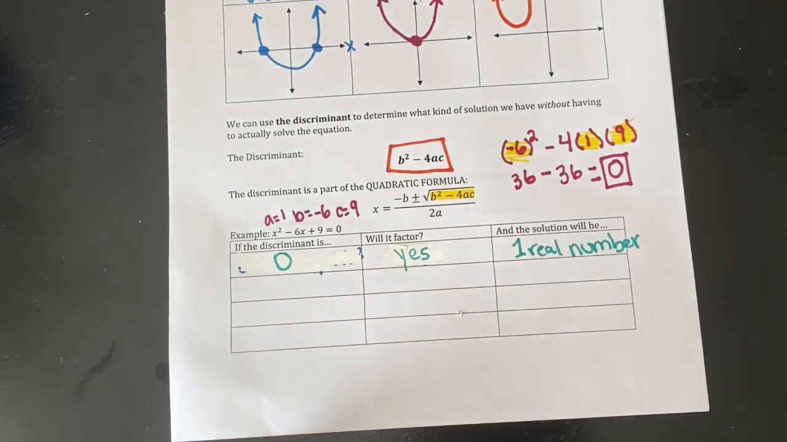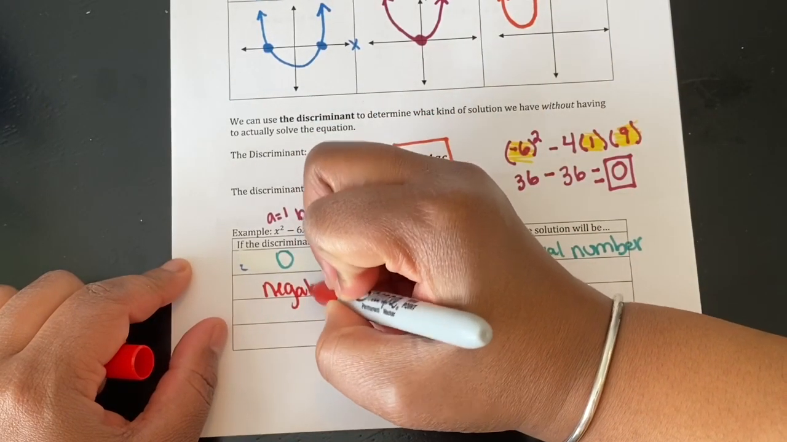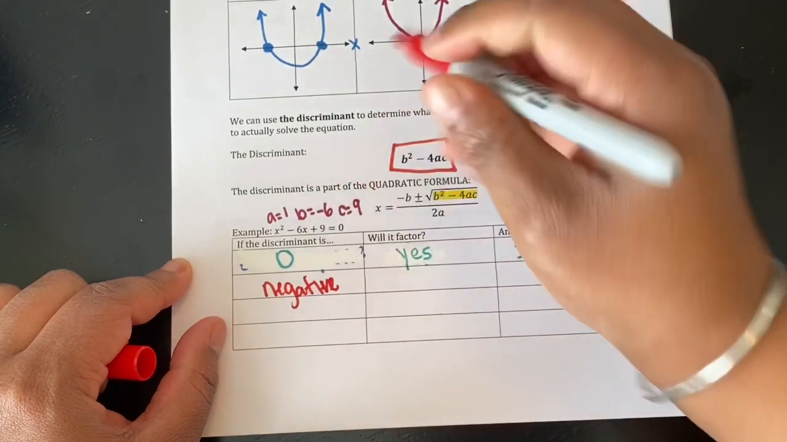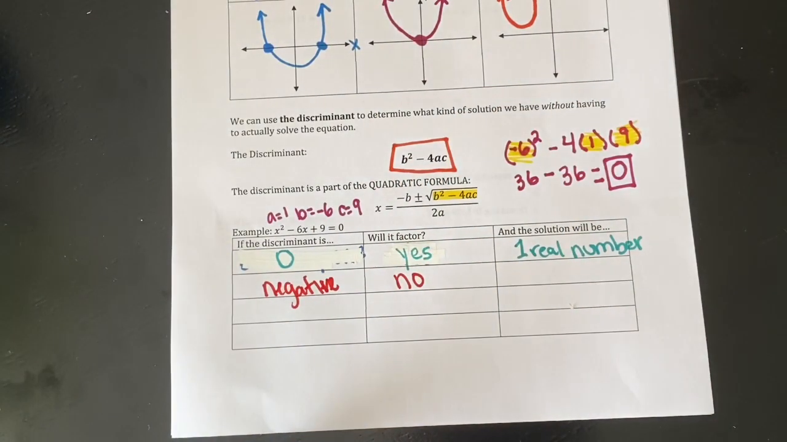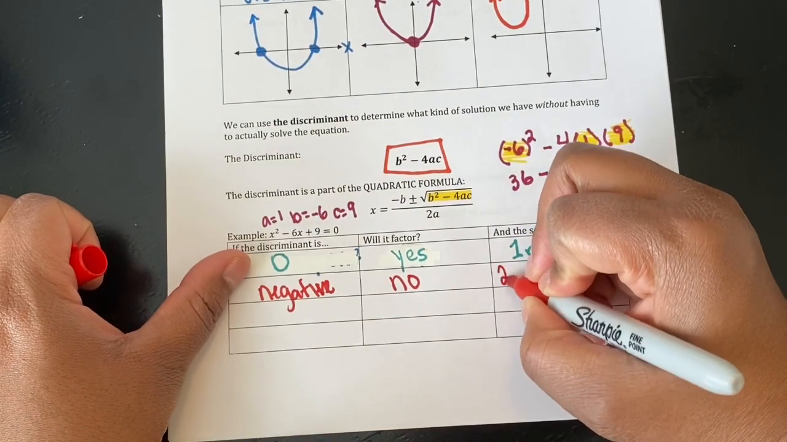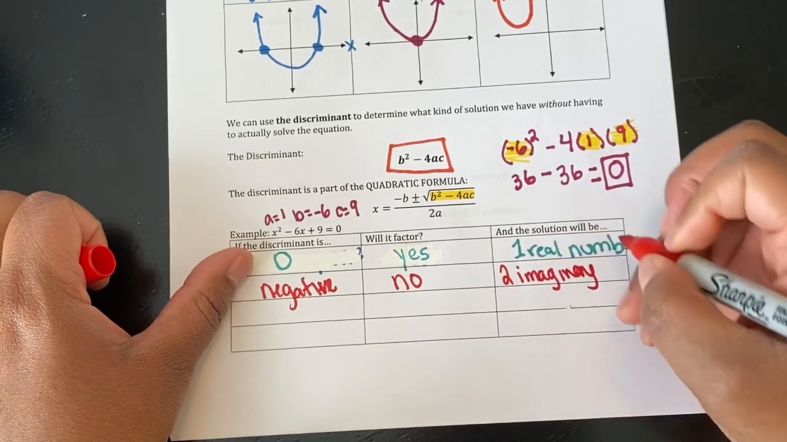If the discriminant is a negative number, the quadratic will not factor, and there are two imaginary solutions.